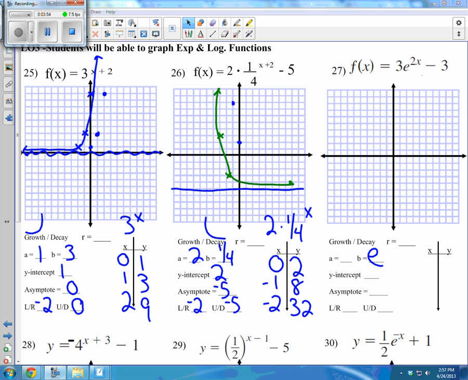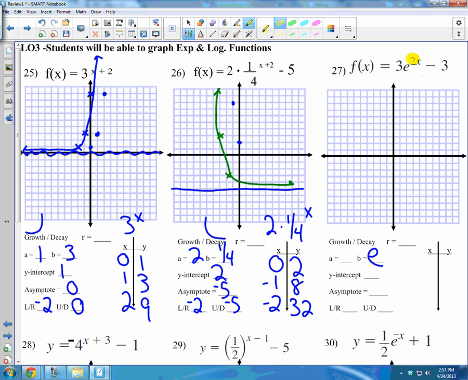All right, I had to pause for a second. So I was talking about B, and B being this E, this 2.7 number. So the only way to tell if it's growth or decay is R. And R is what's multiplied in your exponent. And if it's positive, it's growth. If it's negative, it's decay. So there's a +2 being multiplied to my exponent. Since that's positive, that's going to make it e to the second power, which is definitely going to be bigger than 1. So I will have a growth shape.